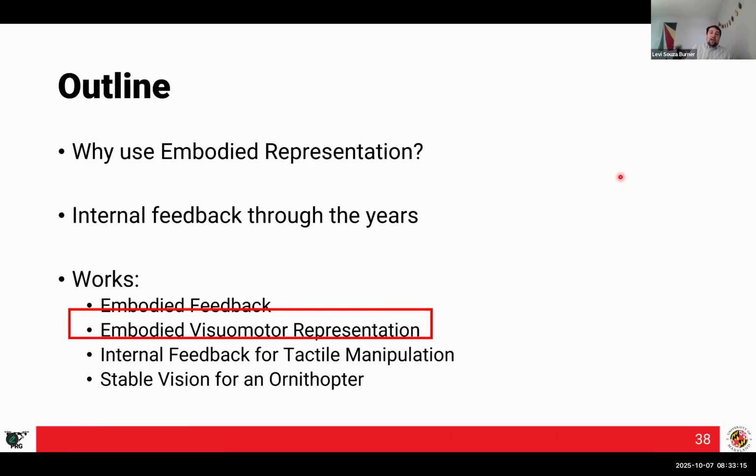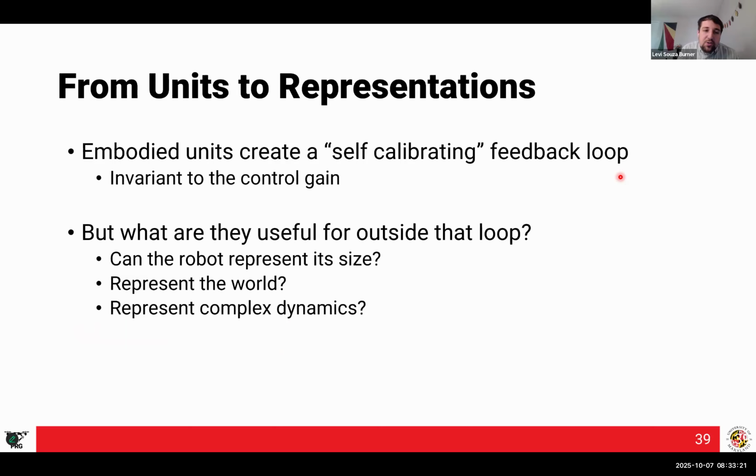The second work I want to talk about is called embodied representation. So I've shown you how to use embodied units to create a self-calibrating feedback loop, which is invariant to control gain. But this is only part of the picture. We can regulate ourselves, but it doesn't mean we can actually do anything cognitive. And so we asked this question: what are these embodied representations useful for outside of closed loop feedback? Can we use it to represent the robot's own size? Can we use it to represent the world and where objects are and how big they are? Can we use it to estimate our own dynamics if we have things more complex than simple forces? And the answer to all of these things is yes. And this is developed in this embodied representation paper.